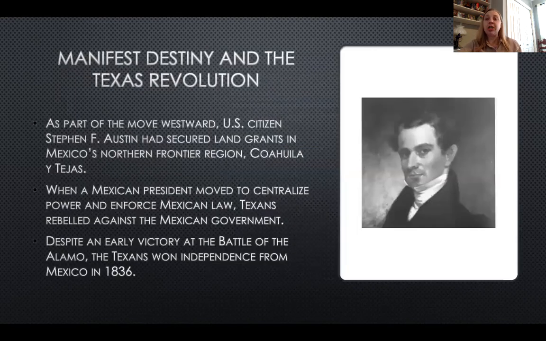Now, the first encounter that Latin America will have with US manifest destiny is the Texas Revolution. As part of the push westward, Stephen F. Austin, the man who Austin, Texas is named after, actually got a grant from first the Spanish Crown and then the Mexican government to be able to bring American settlers into Mexico's northern frontier region, which at the time is a state known as Coahuila y Tejas.